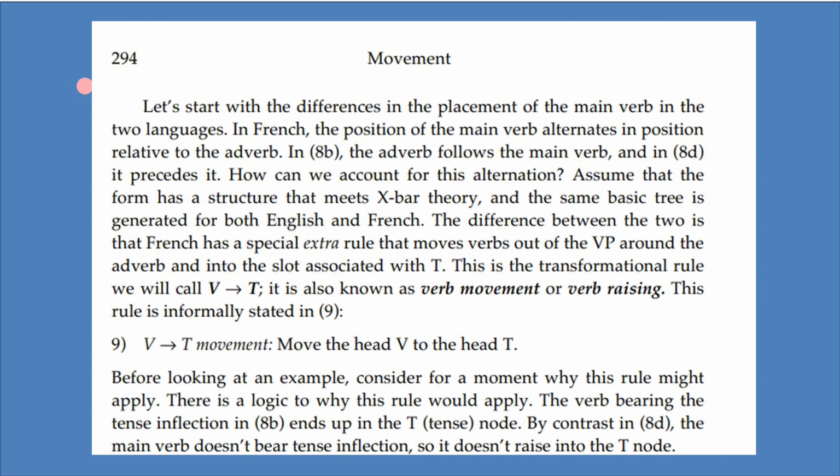This is the transformational rule we'll call V to T. It is also known as verb movement or verb raising. This rule is informally stated in 9. V to T movement: move the head V to the head T. Before looking at an example, consider for a moment why this rule might apply. There is a logic to why this rule would apply. The verb bearing the tense inflection in 8b ends up in the T tense node. By contrast, in 8d, the main verb doesn't bear tense inflection, so it doesn't raise into the T node.